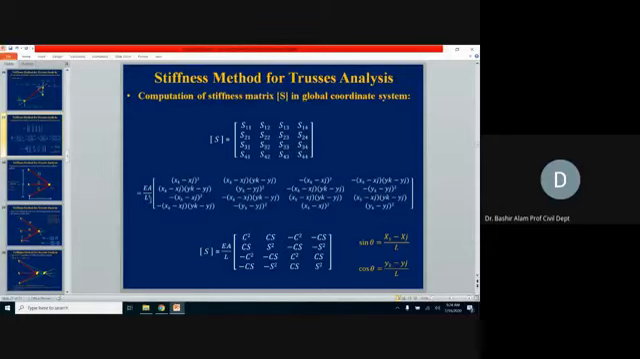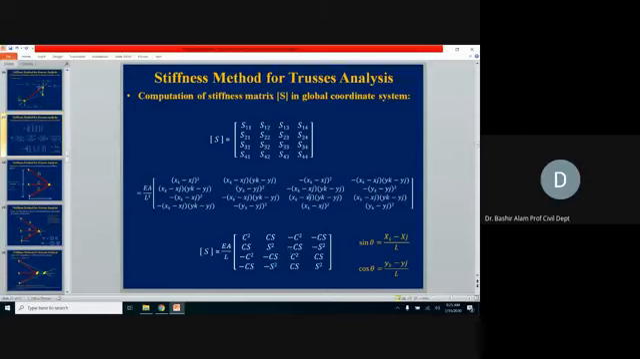When we bring in this L square, this will become EA over L. So EA over L is shown here. This will become cos square. This xk minus xj divided by L times yk minus yj divided by L will become cos theta times sine theta. So cos theta sine theta. This is minus cos square. This is minus cos theta sine theta. Here now you see the trick. This is the stiffness coefficient matrix in terms of the trigonometric functions.